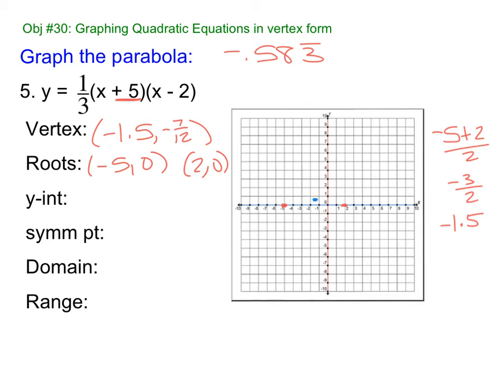All right, y-intercept. So plug in 0, so 1/3 times 5 times negative 2. And we get, uh-oh, I did something wrong. Oh, I went the wrong way. Negative 1.5, so we're like here. What did I do wrong? I did something wrong. Okay, so I did something wrong with my y-intercept because, not my y-intercept, my vertex x value.